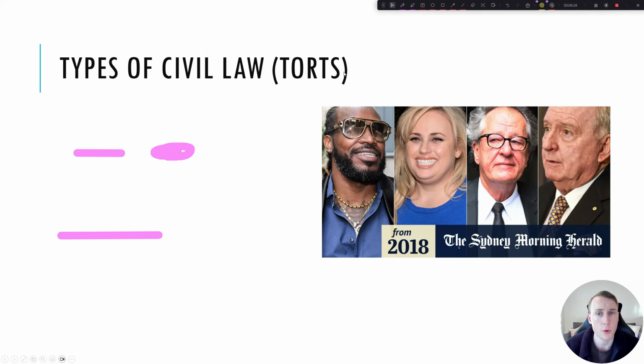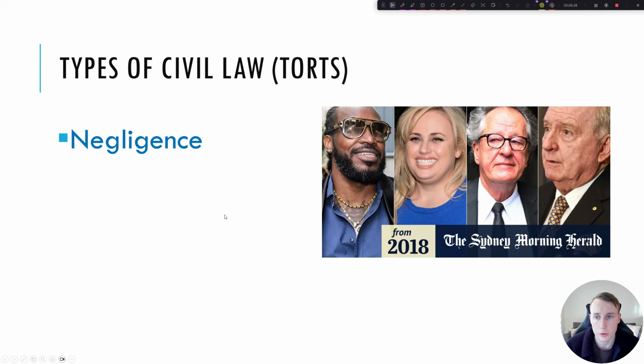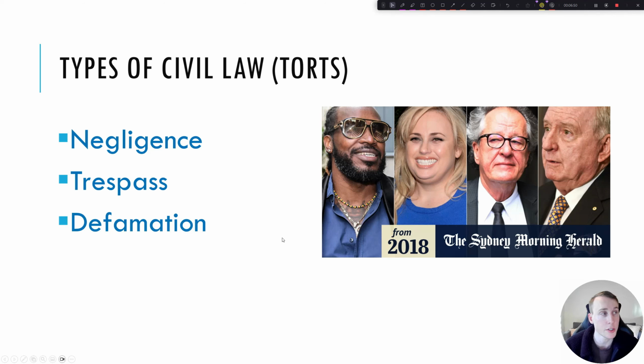All right, moving on to our next one. We have 4 types of civil law that you need to be aware of. There obviously are many more than 4, but I'm just going to be focusing on probably the 4 most common types of civil law that we see in Australia. So first one, negligence, where someone fails a duty of care. Second one, trespass, interfering with someone's property. Defamation, where we've got someone's reputation being damaged. And finally, nuisance, so damaging or destroying someone's quality of life through noise, smell, that sort of thing as well.